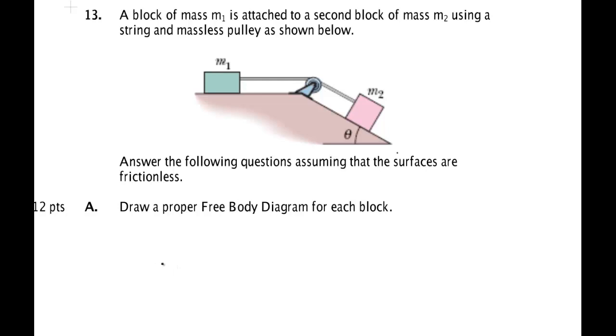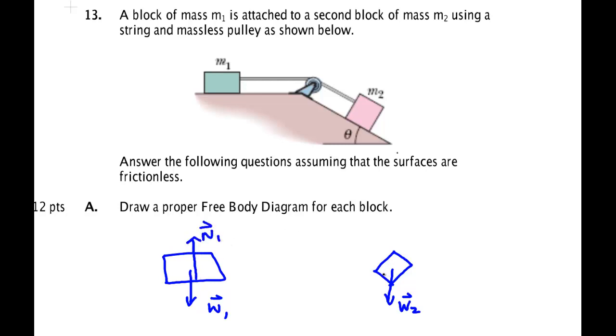So we start by isolating the two blocks. There's the first block and there's the second block. Then we inventory the forces. Each one has a weight. That'll be weight 1. This will be weight 2, and you need subscripts because they have different values for the weight. They have a normal force. This has a normal force going up. That'd be N1. This has a normal force going perpendicular to its surface. That's N2.